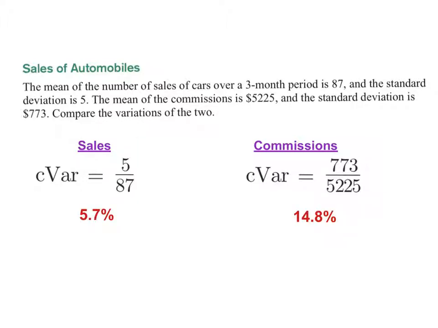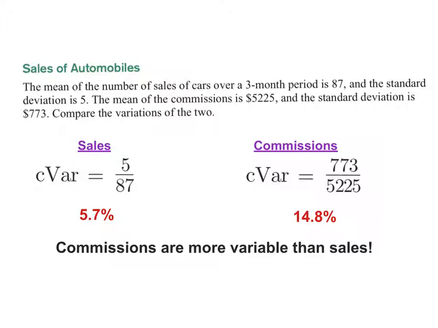So for sales, the coefficient of variation is 5.7. For commissions, it's 14.8. What's my conclusion? Which one is more variable, sales or commission? Commission is more variable, and here's what it means. Commissions are more variable than sales.